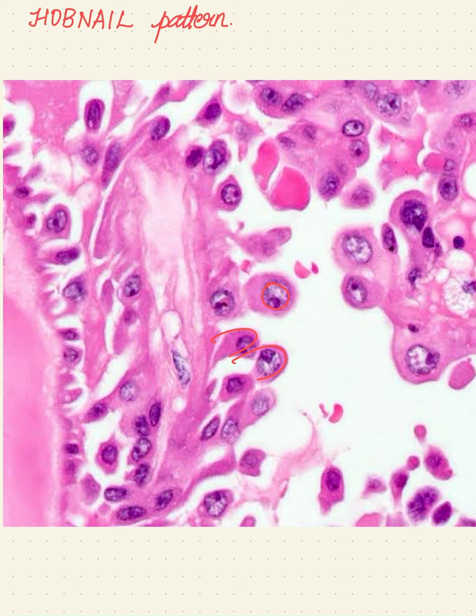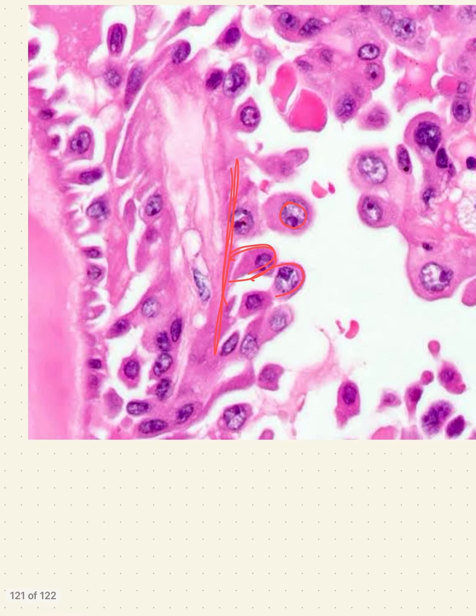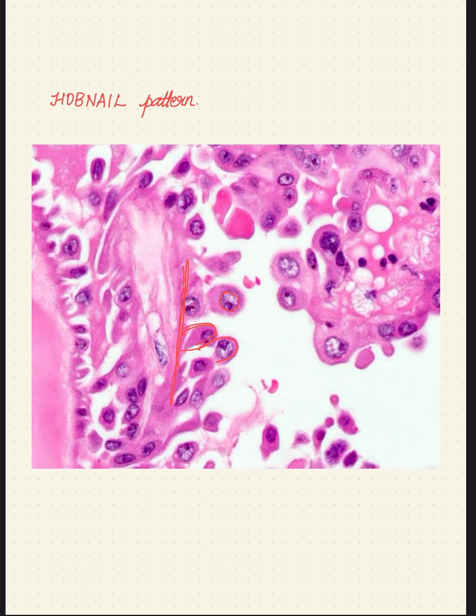It is like pushing itself into the cavity from the epithelium it arises from. If it rests on this epithelium, it projects or bulges out from this epithelium into the cavity. That is hobnailing. It is very, very characteristic of collecting duct carcinoma.